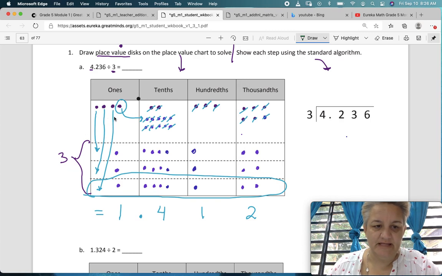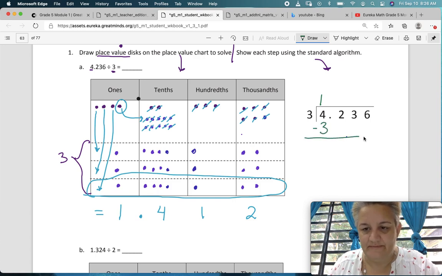I put 3 into 4. So 3 goes into 4. And how many times does it go in? 1 time, right? So 1, 2, 3. So 1 times 3 is 3. I'm going to subtract that number. And I have 1 left over. I'm going to bring down my 2. Now I have 12 tenths. Remember 1, 2, 3, 4, 5, 6, 7, 8, 9, 10, 11, 12 tenths.